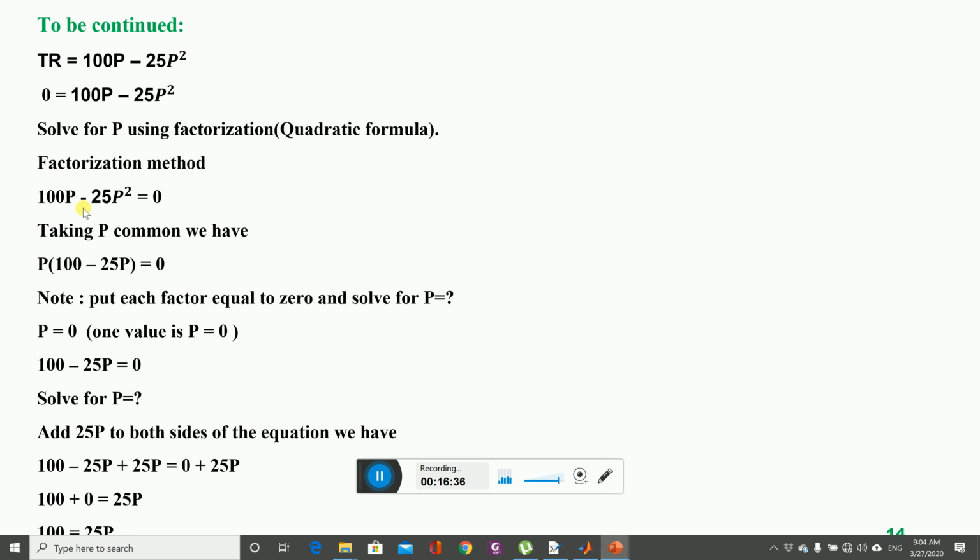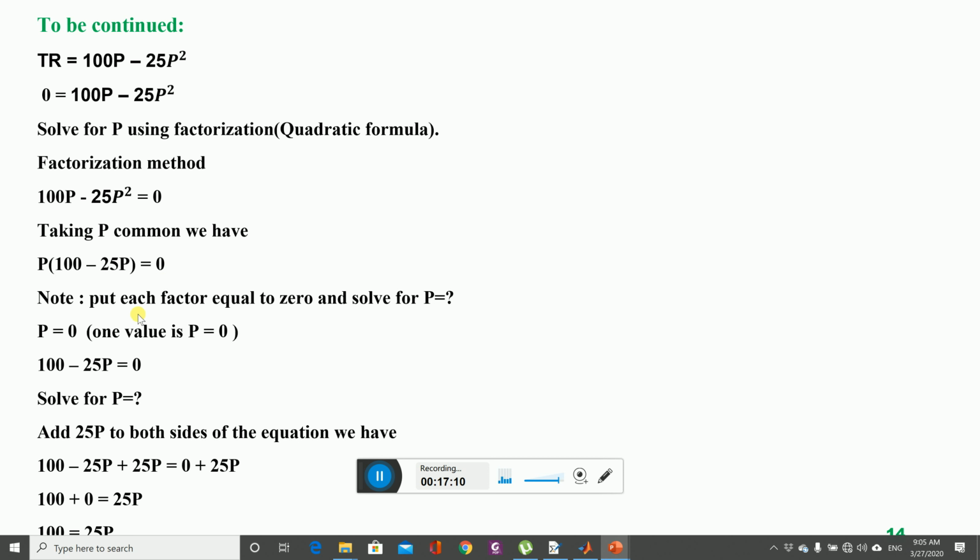Factorization method: 100p minus 25p squared. Now p is common, so taking p common, when we take p outside, here remaining 100 and here remaining minus 25p, and this is equal to 0. Now put each factor separately equal to 0 and solve for p. These are two factors. We factorize this quadratic revenue function. This is the first factor p, and this is the second factor 100 minus 25p.